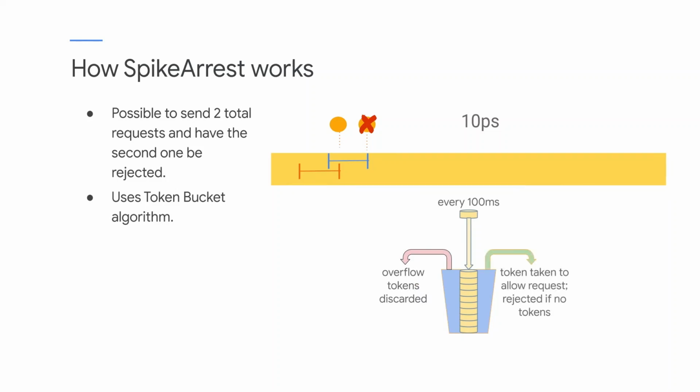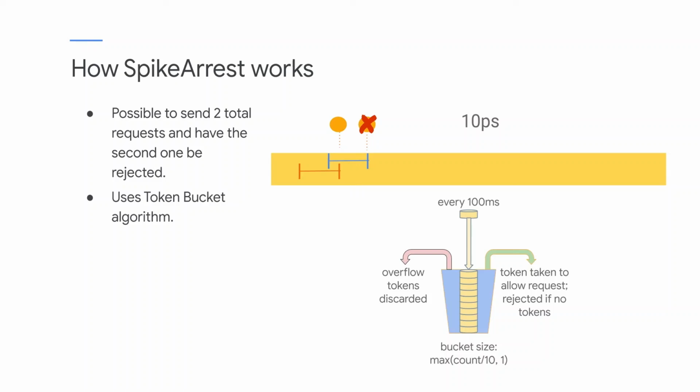When a request is received, the bucket is checked for a token. If there is at least one token in the bucket, the token is taken and the traffic is allowed. If there are no tokens in the bucket, the traffic is rejected. You can see how this would allow bursts of traffic. The overall rate of traffic would still be one request every 100 milliseconds.